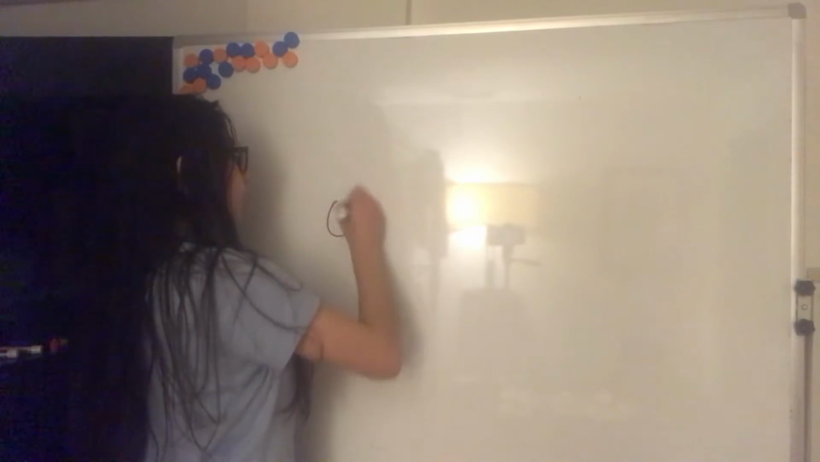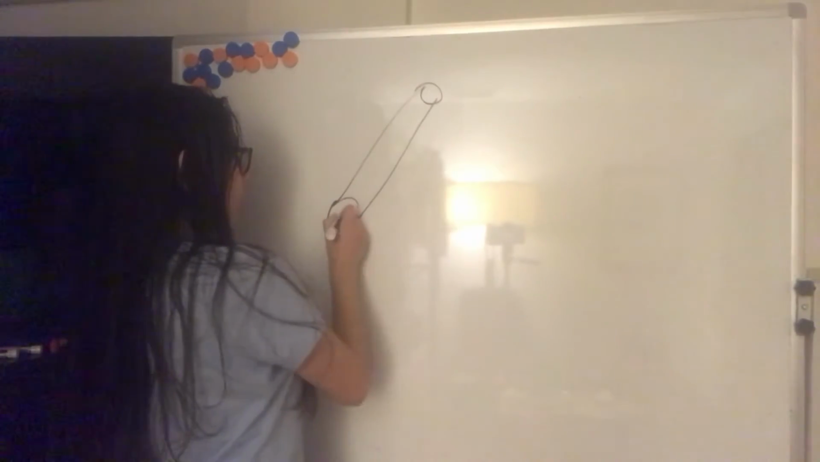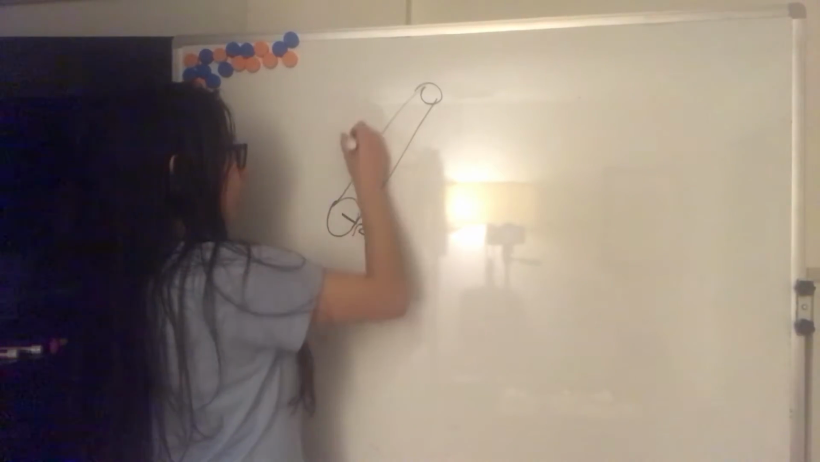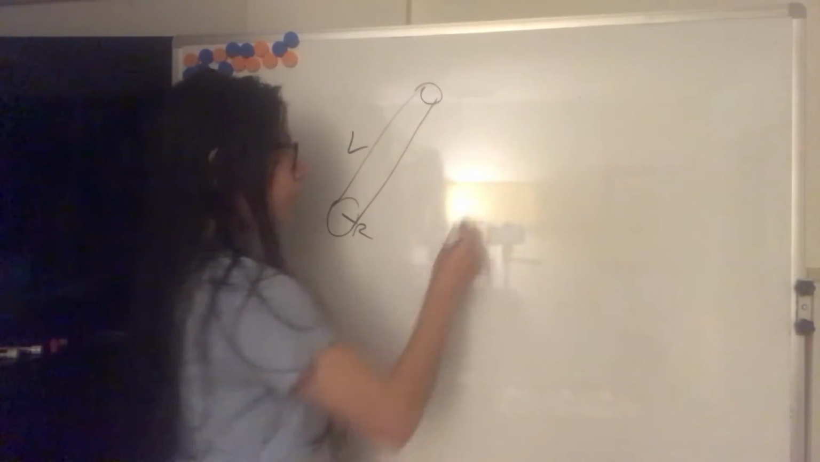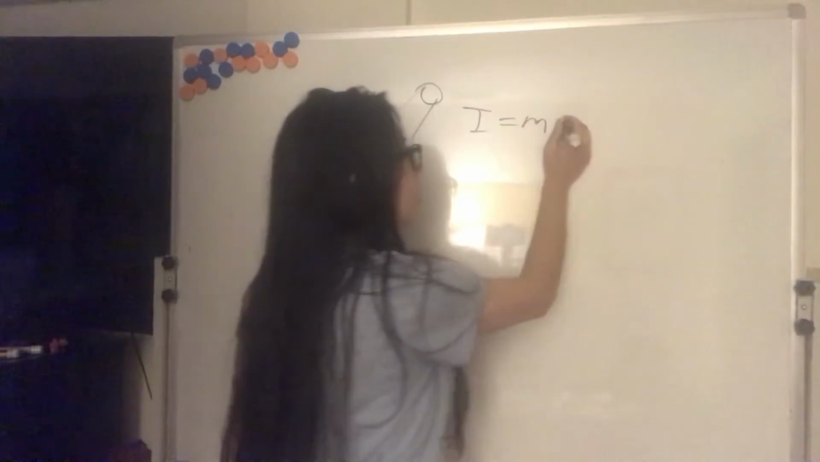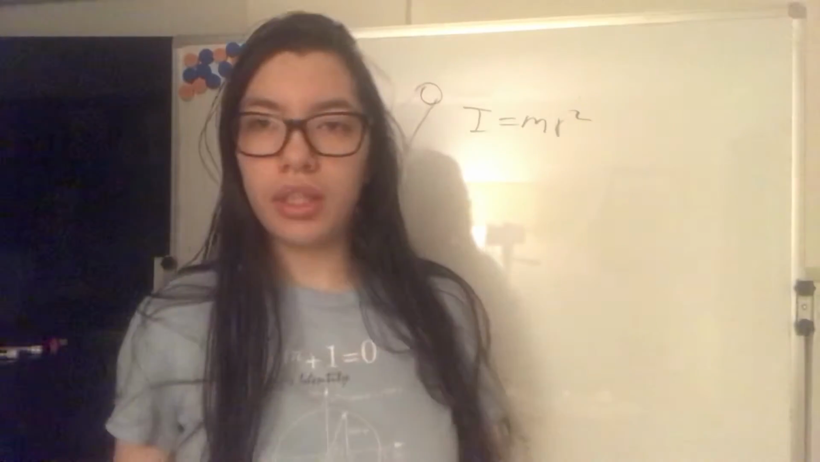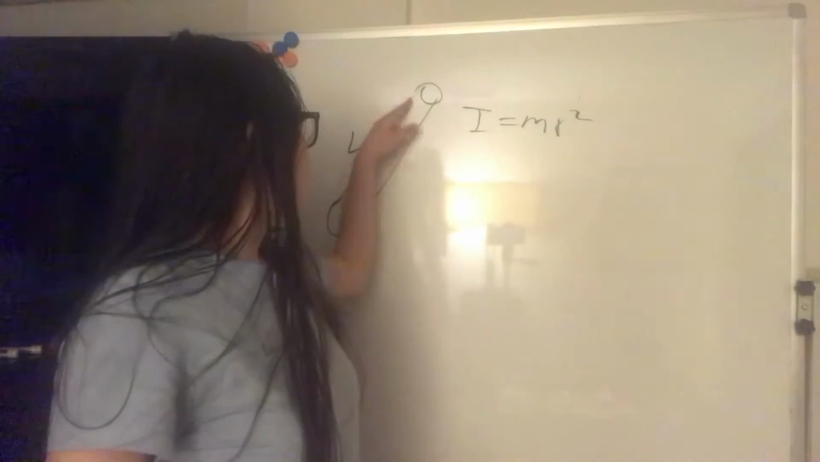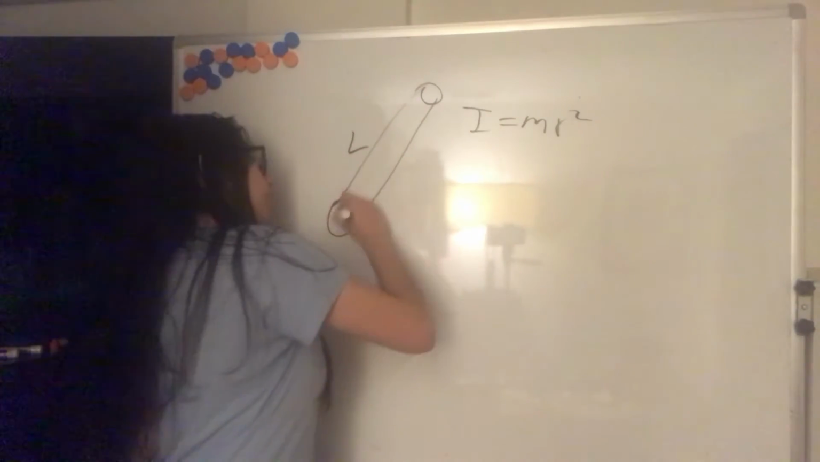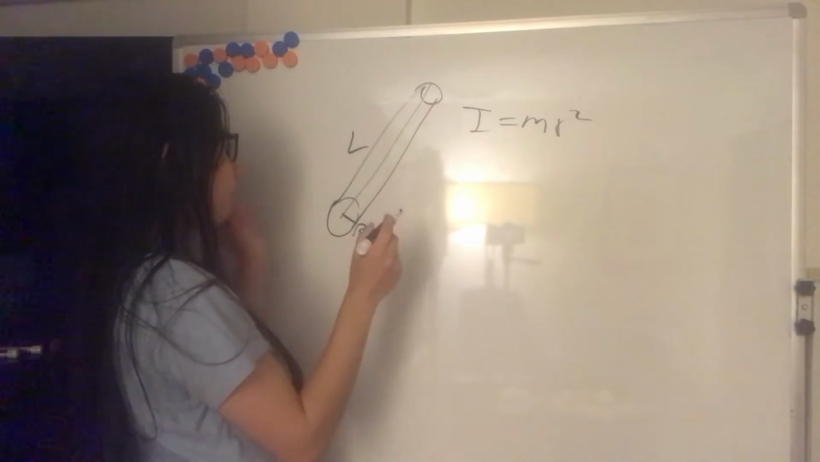We're going to derive the formula for the moment of inertia of the solid cylinder. So here we have the cylinder, this is the radius r, the length l. We know that the moment of inertia is the mass times r squared. r is the distance from the axis of rotation to the mass.